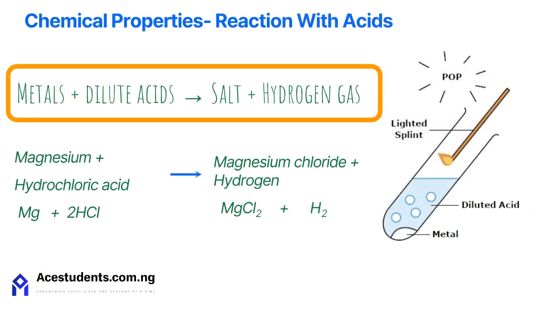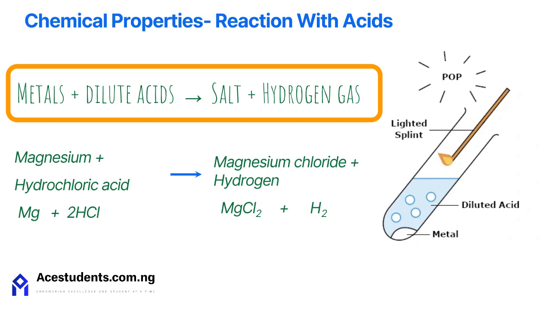When metals react with dilute acids, they form a salt and hydrogen gas. For example, when magnesium reacts with hydrochloric acid, magnesium chloride and hydrogen are produced. You can observe fizzing and heat.